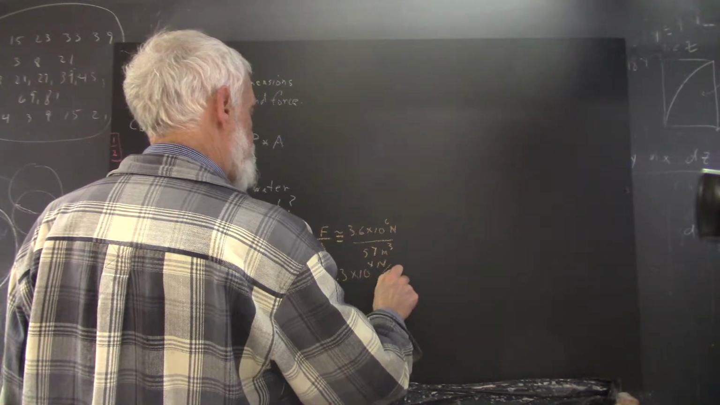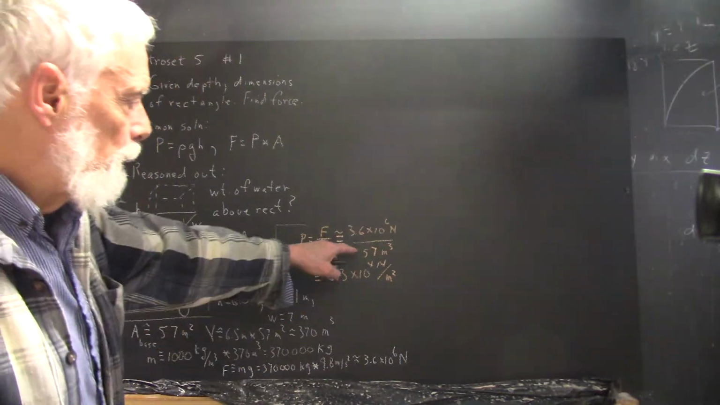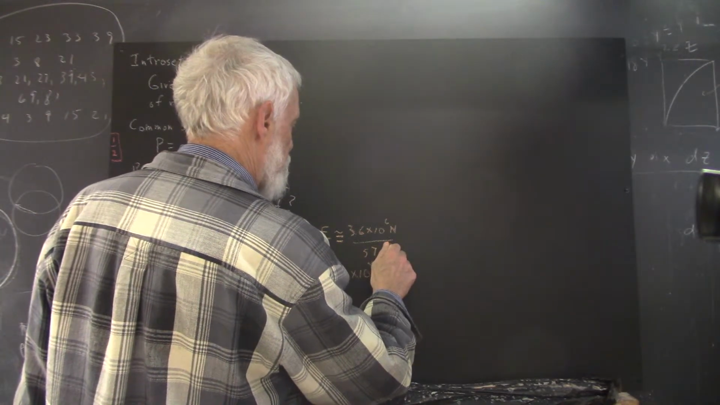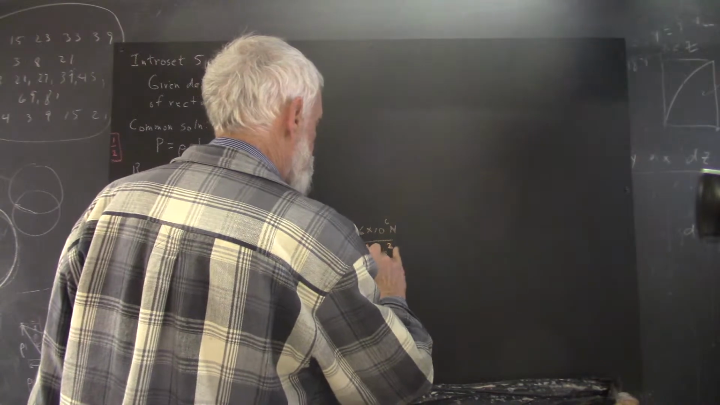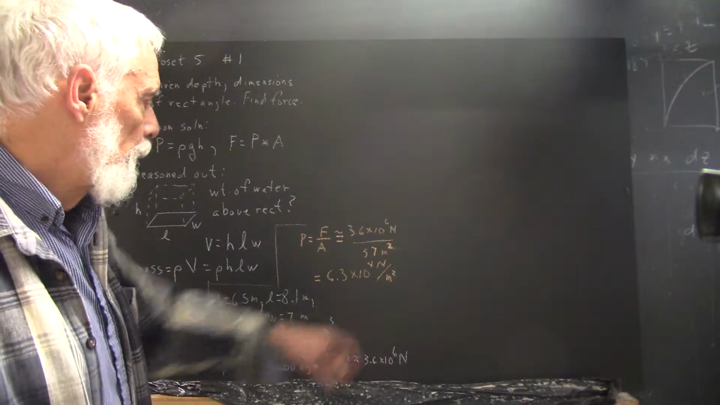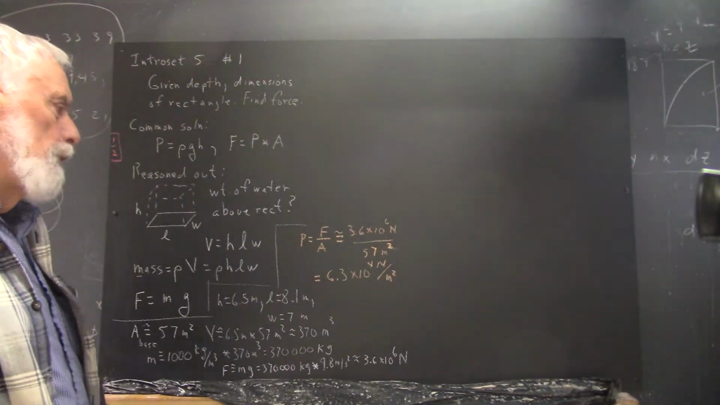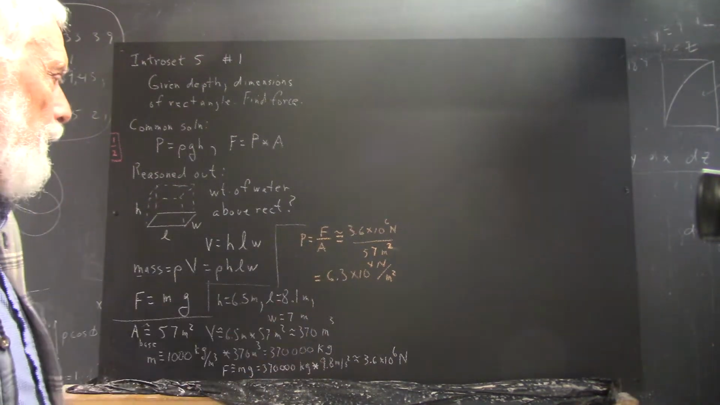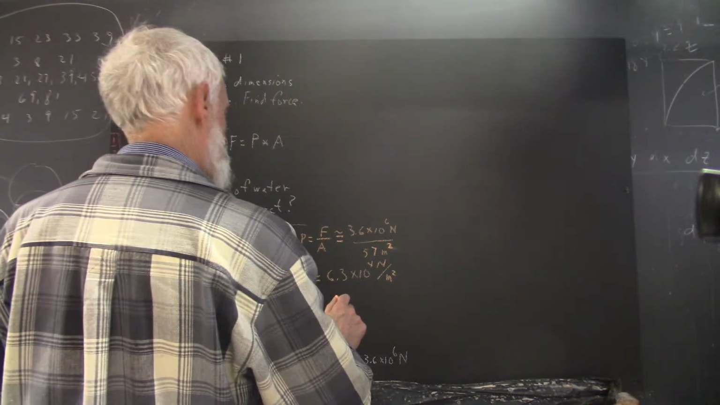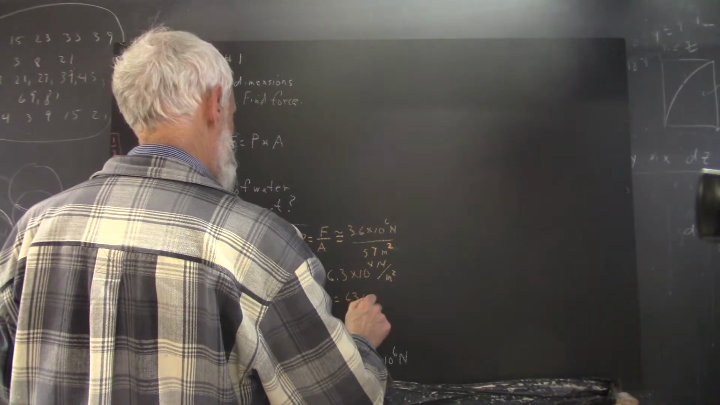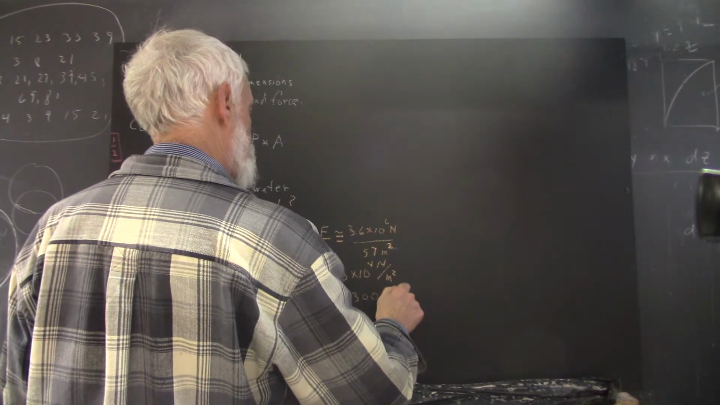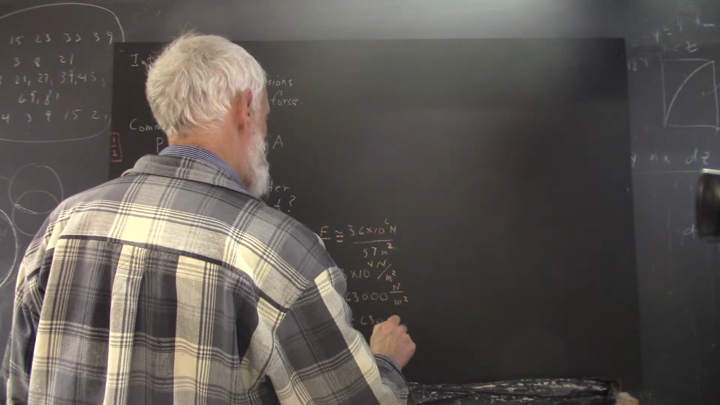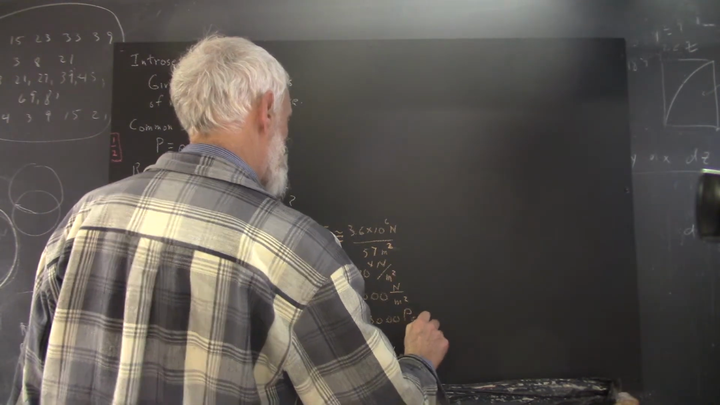per meter squared. Now I wrote 57 meters cubed. That's not right. This is 57 meters squared. It's square meters, so that our units do come out newtons per square meter. And again, you can check my arithmetic on this division. But that would be about 63,000 newtons per square meter, which is 63,000 pascals.